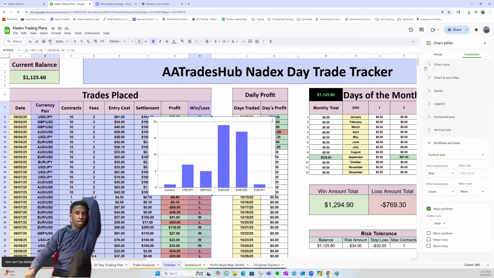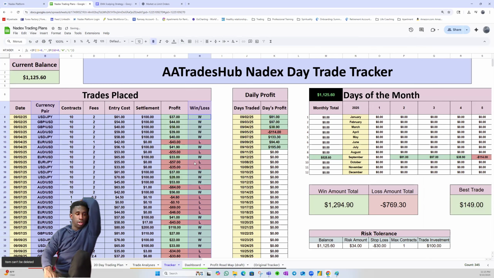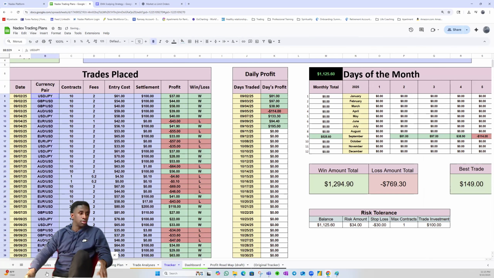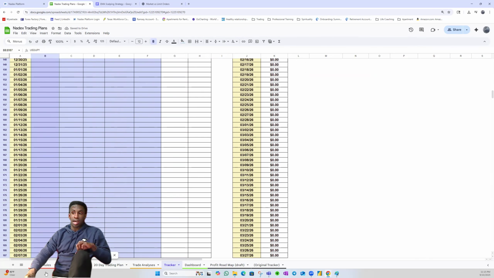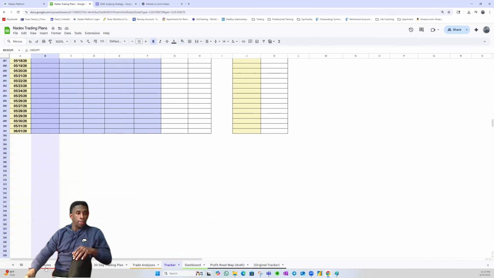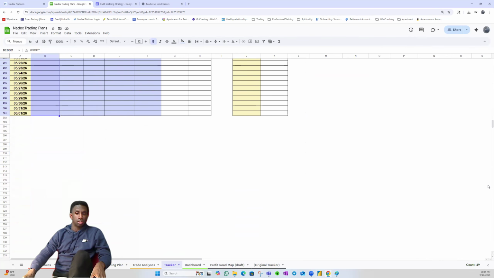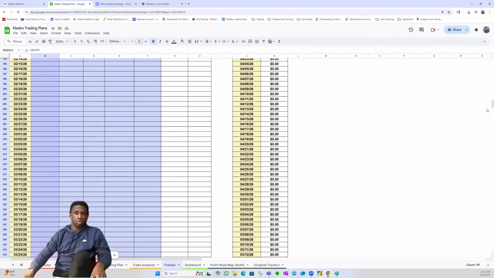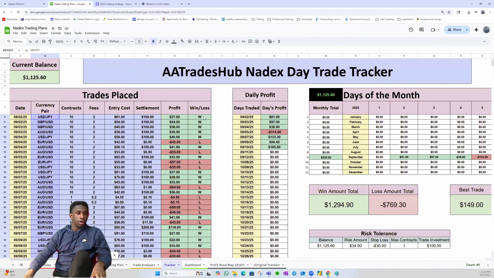I think I know what I'm doing wrong. I don't think I need the title. I just need this column right here. But we're gonna take this, right? And then we're gonna highlight this one too.